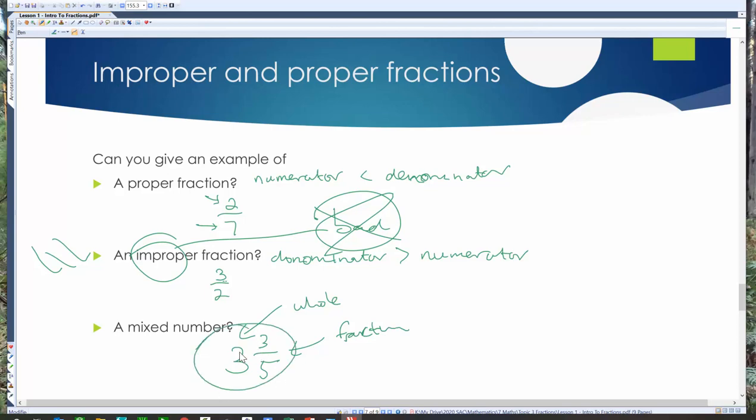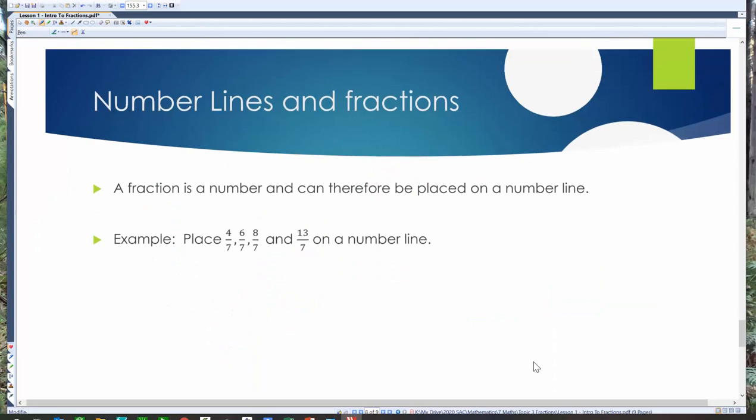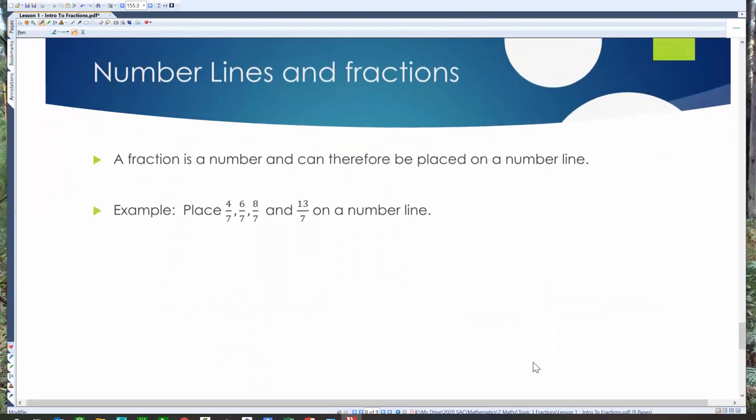Okay, and again, remembering this is just a number, even though it's got a 3 and a 3 and a 5, you know, 3 separate numbers. That's just a number on the number line, 3 3/5. Here's 4, here's 3, so 3 3/5 would be somewhere around there on the number line. Okay, so speaking of number lines, a fraction is a number and can therefore be placed on a number line.